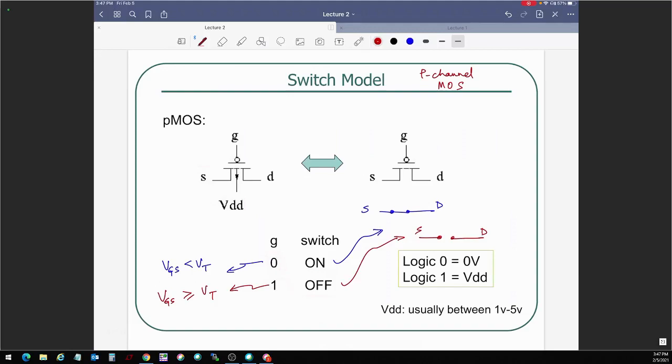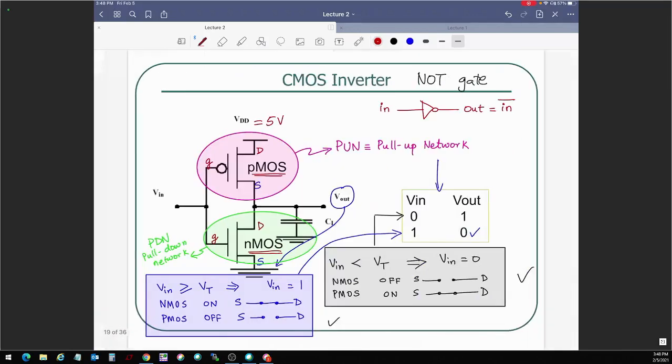nMOS is your typical MOSFET transistor. pMOS is its complement. nMOS and pMOS combined, you get complementary MOS, or CMOS. So CMOS transistors are a combination of nMOS and pMOS transistors. There are two types of them, right? CMOS is two types. So that's your CMOS transistor. Let me erase all of this here. Let's talk.